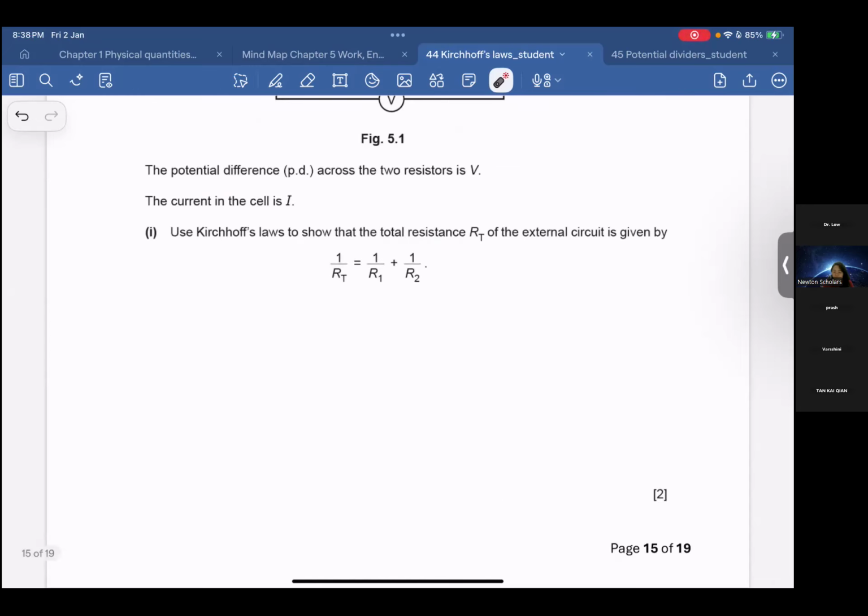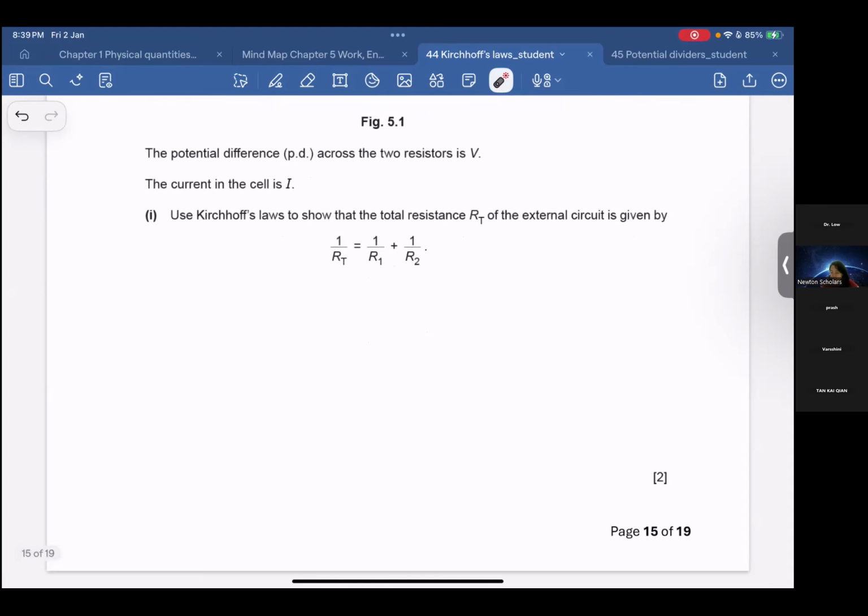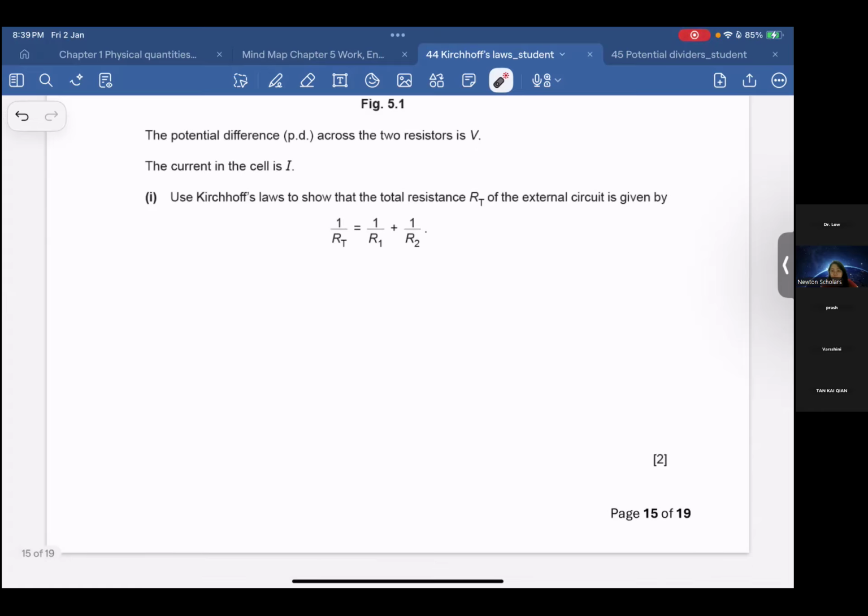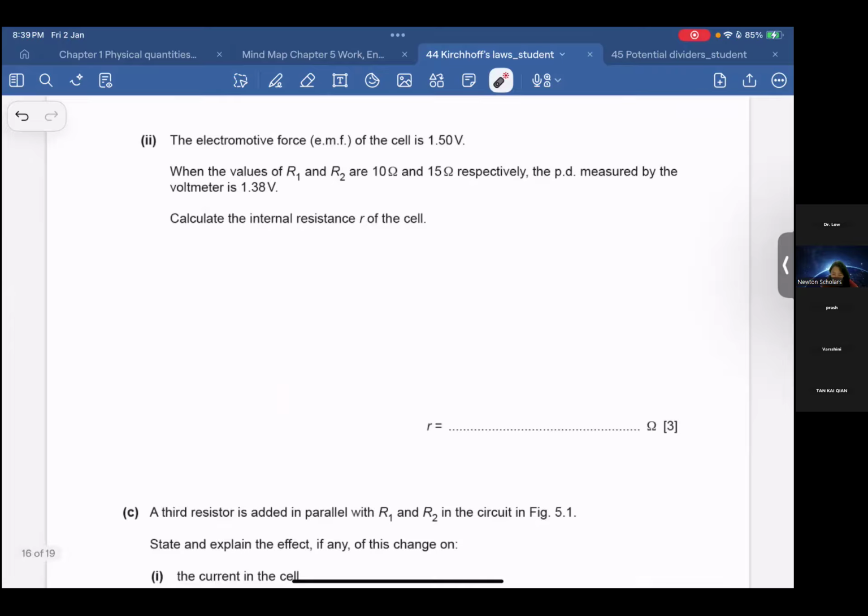Do I need to prove it for you? Should be no need, right? Are you able to prove it without referring to the notes just now? If yes, give me a reaction so I know you get the point. Prasan okay, Fawa okay, Vashini okay. Kai Chen, able to follow? Sean, without referring, are you able to derive the formula? Okay, good job.